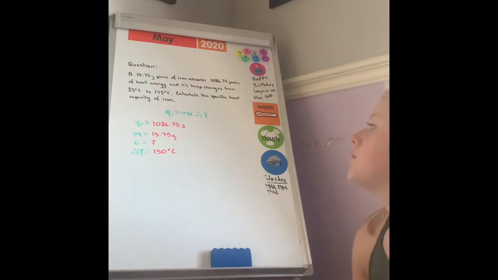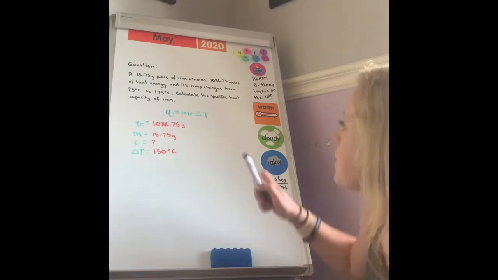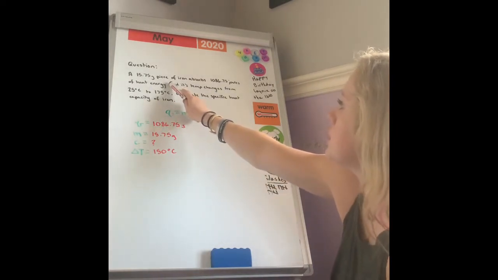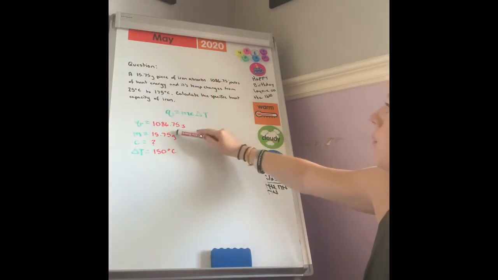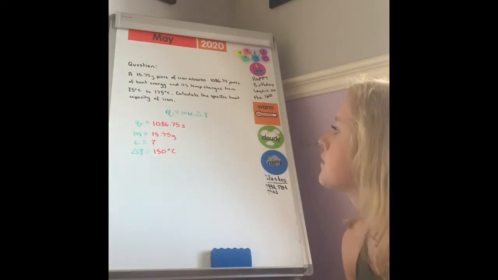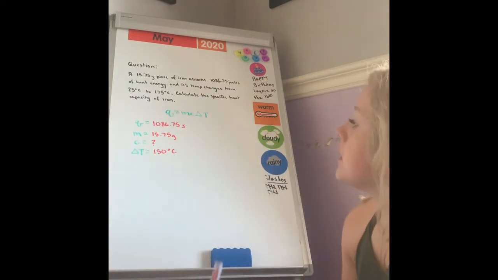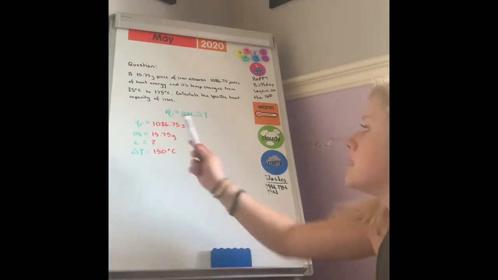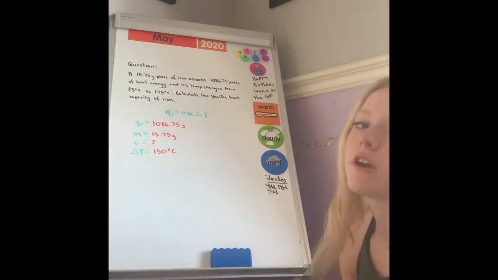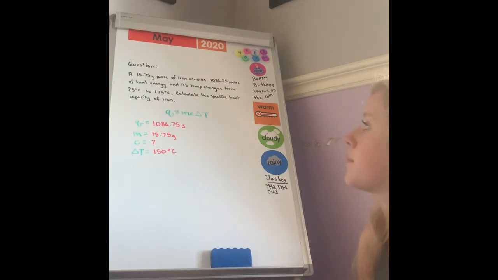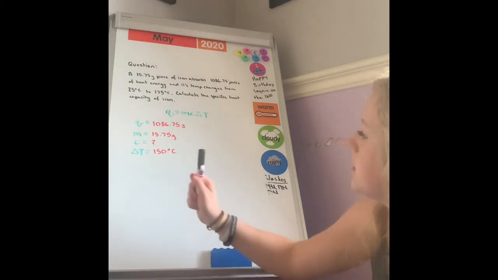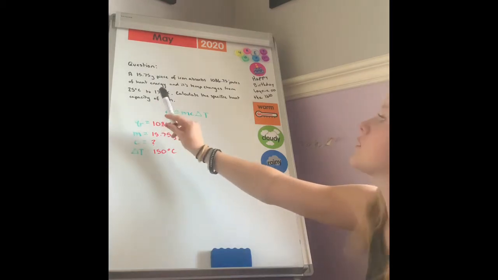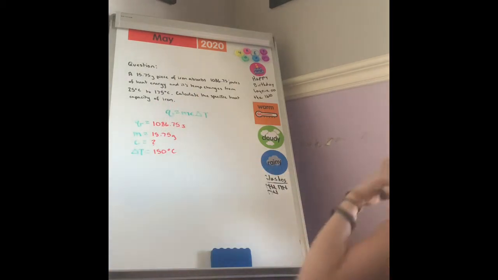So we have our variables here. Q would be the heat energy that was absorbed, so we have 1086.75 joules. And then M would be our mass, so we have 15.75 grams. And then C is our unknown variable, it's the specific heat capacity. And then we have delta T, which is our change in temperature from 25 degrees Celsius to 175 degrees Celsius.